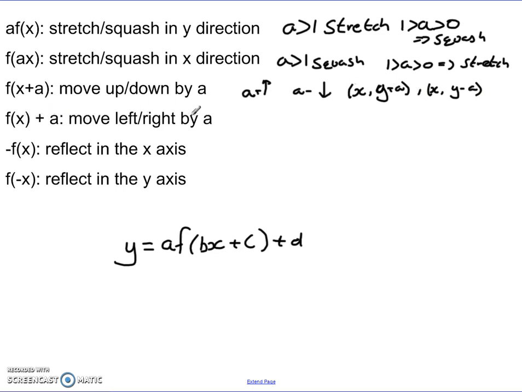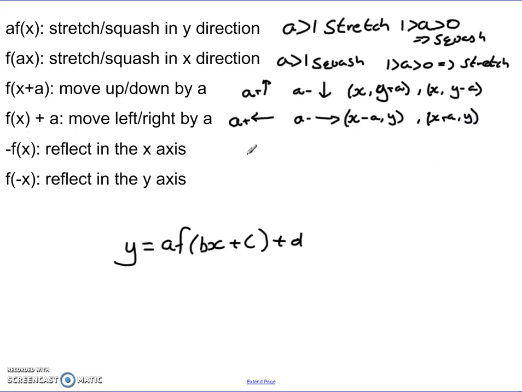F of x plus a, it moves left or right by a. But here's the big difference. Again, if a is positive and we add on, it actually moves in the negative direction. And if a was negative, it actually moves in the positive direction. Again, it's counterintuitive. It does the opposite to what you would expect. So in this case, if we added a on, this first one here, we would subtract it from the x part of the coordinate. And if we subtracted a like we did in the second one, we would add it onto the x. So it shifts it the opposite way to what your intuition would think.